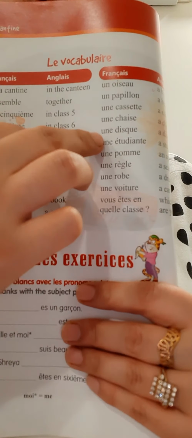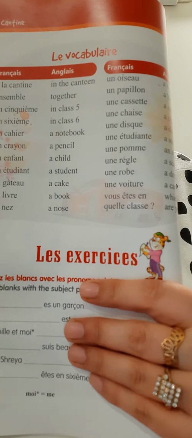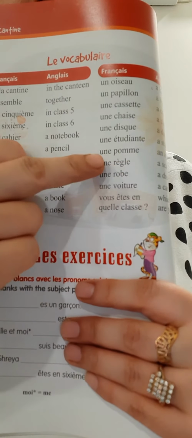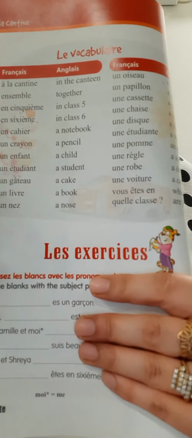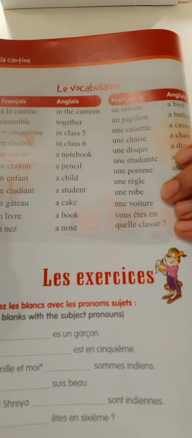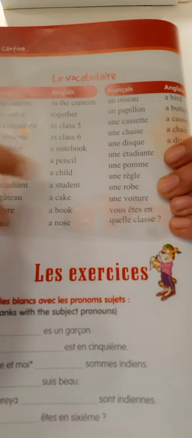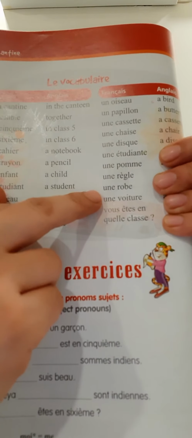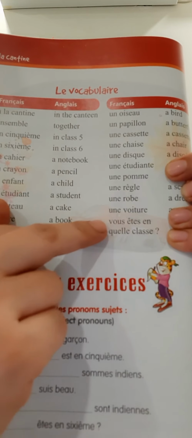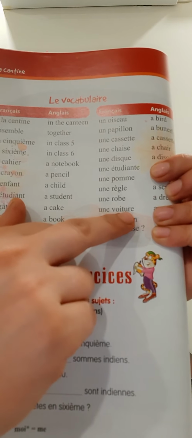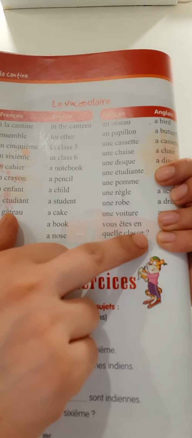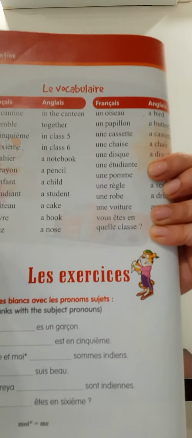Une chaise, a chair. Un disque, a CD. Une étudiante, a female student or a girl student. Une pomme, an apple. Une règle, a scale. Une robe, a female dress. Une voiture, a car. Vous êtes en quelle classe? You are in which class?